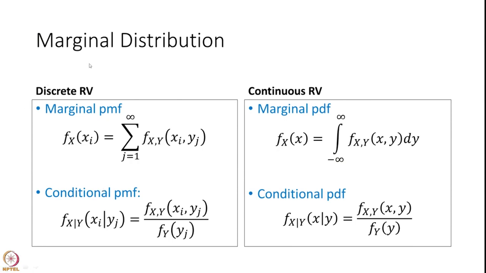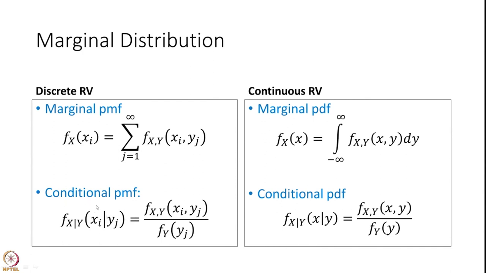Let us define marginal distribution with more clarity. Marginal distribution and also conditional distribution functions or conditional probability mass function. Here both the cases are shown. In case of a discrete random variable, the marginal of any random variable x is defined by integrating out or summing out over all possible values of the other joint random variable. Here the random variables are x and y. So, if you are looking for a marginal for x, in the continuous case you have to integrate over y, and here you have to sum it up over all values of y_j.